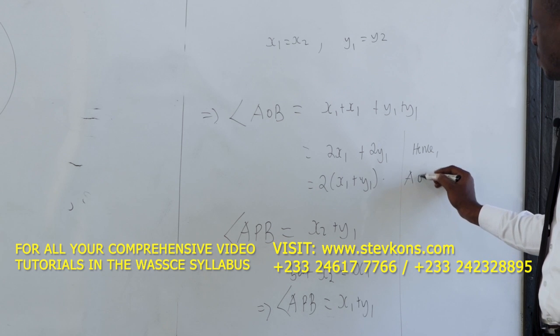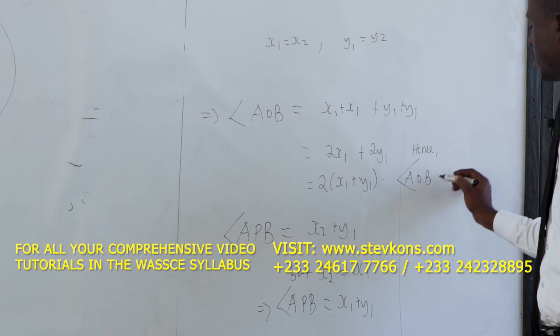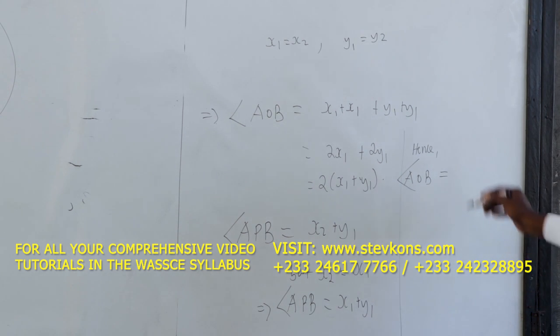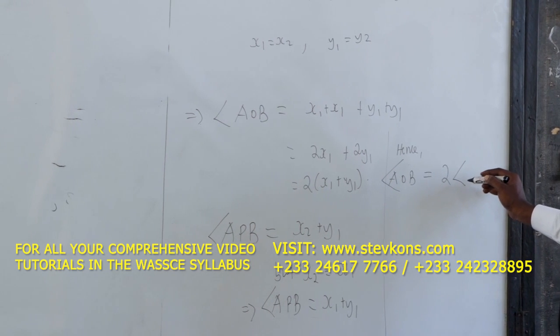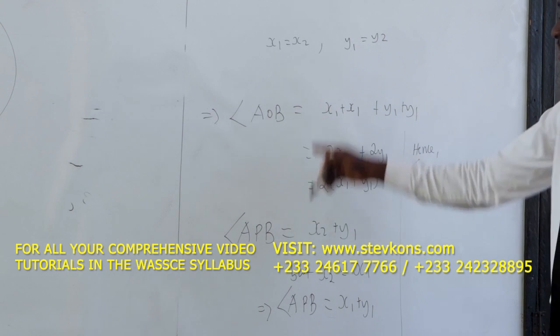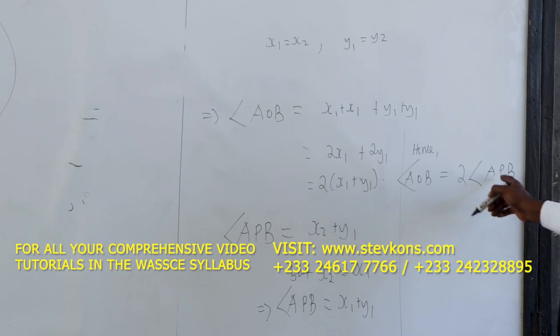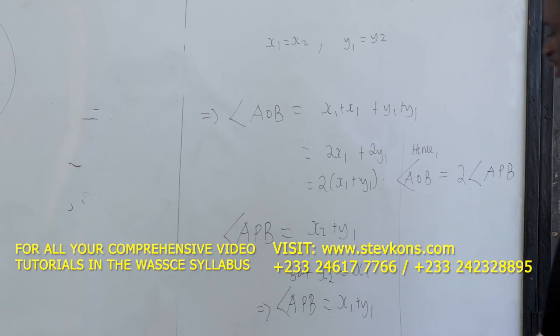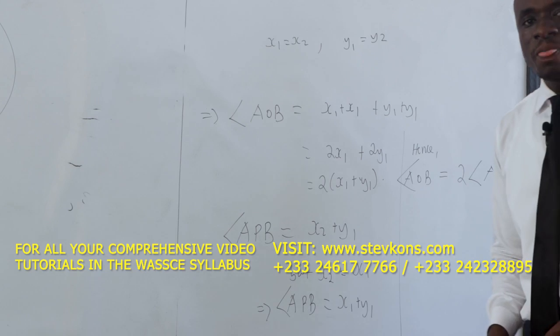Hence angle AOB is clearly 2 times APB. Because AOB, what is AOB? That is 2x1 plus y1. What is APB? That's this. And this has been shown, which is very easy.